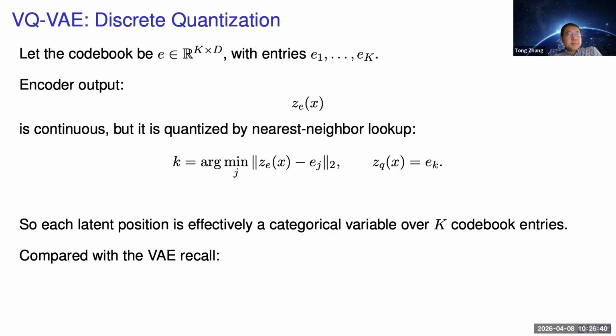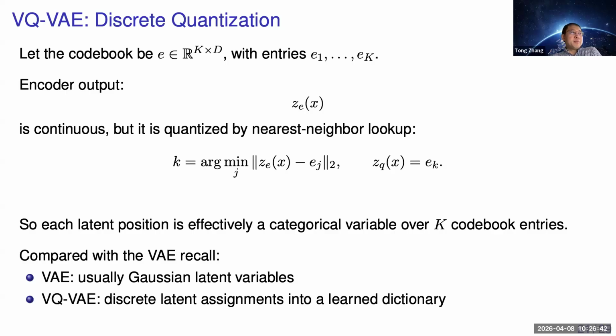In a VAE, it's a Gaussian, and this one is discrete. That's about the high level understanding of this. Basically, you can use a similar VAE structure to make it discrete.